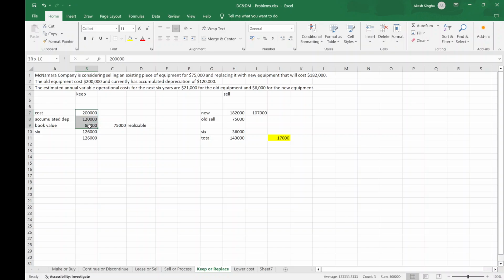Okay, these are not needed. I did it because of other things. So these are the sunk costs, which are already done, right? So we have to see for the next 6 years how much we have cost. Okay, so 17,000 profit if we keep the old one.